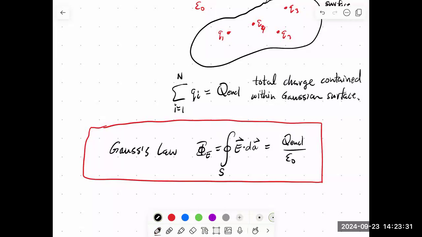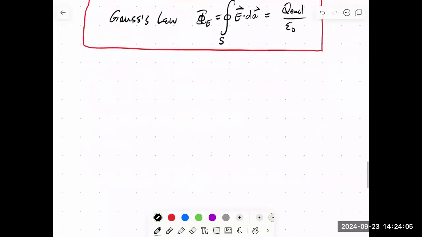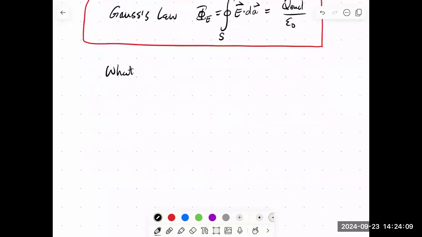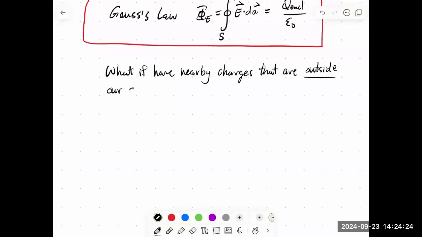Now, in practice, we're going to try to use Gauss's law to calculate electric fields. And in that case, I will care about the details of the surface and how we go about evaluating this surface integral. Okay, so that's Gauss's law. What I want to do is imagine what happens if we have nearby charges that are outside our surface.